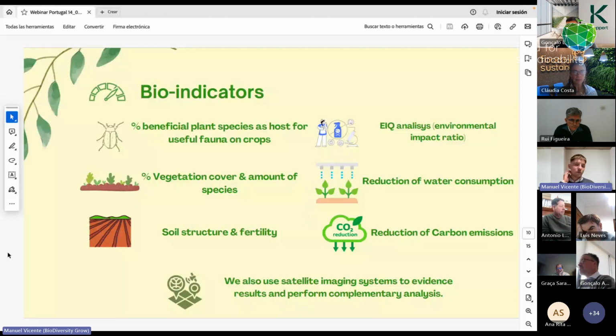And all of this is a bit complicated because it's like a complex tissue that is accompanied also with some technologies that we use, like satellite imaging systems, to evidence the results and also the performance that the growers are making in the field. Because for us, we measure with different indicators, not only one. They are not independent, and that's why I say that it is like a complex tissue, because it's an integrated system.